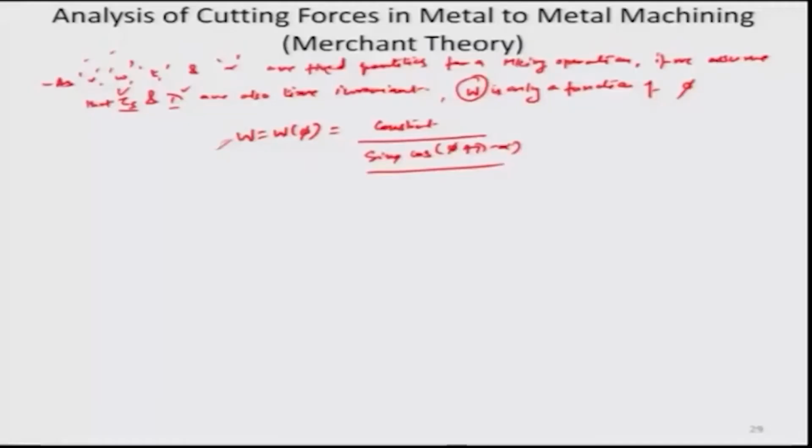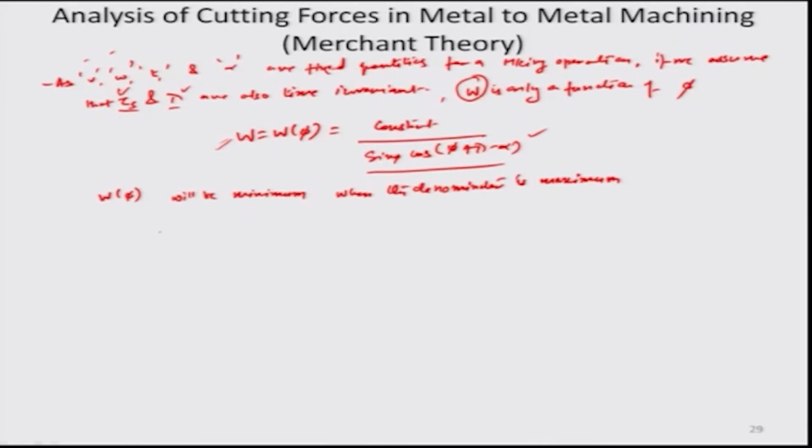So, W of phi will be minimum when the denominator is maximum, which can also be obtained by differentiating this with respect to phi and putting it equal to 0.